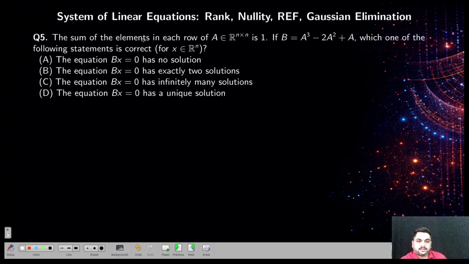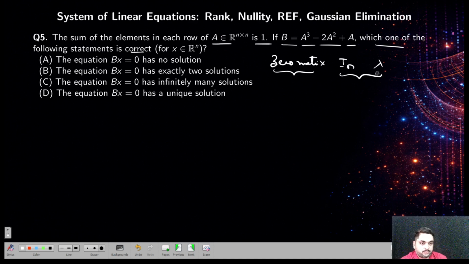Next, the sum of elements in each row of A is 1. Then they are giving B equal to A cube minus 2A square plus A. Which one of the following is correct? So you can solve this by applying the properties of eigenvalues also. But in the exam, I told you, if you are not sure of the properties, just try to use zero matrix, identity matrix, and the combination of eigenvalues. You can solve any problems like this based on these three concepts only.